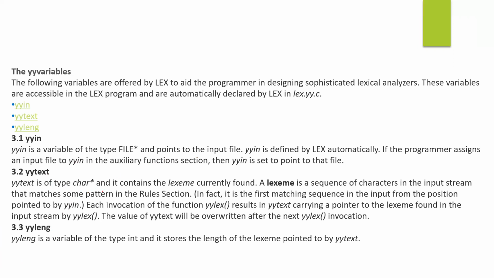Next one is yytext. yytext is of type char, and it contains the lexeme currently found. A lexeme is a sequence of characters in the input stream that matches some pattern in the rule section. In fact, it is the first matching sequence in the input from the position pointed to by yyin. Each invocation of the function yylex results in yytext carrying a pointer to the lexeme found in the input stream by yylex. yylex is a communication tool between the Lex and Yacc programs. And the value of yytext will be overwritten after the next yylex invocation.